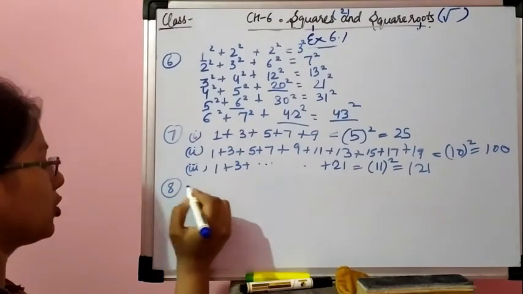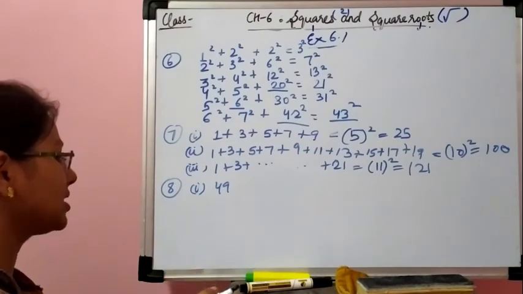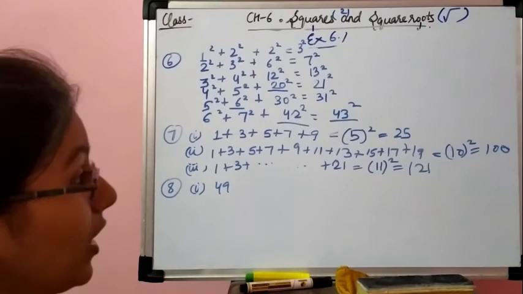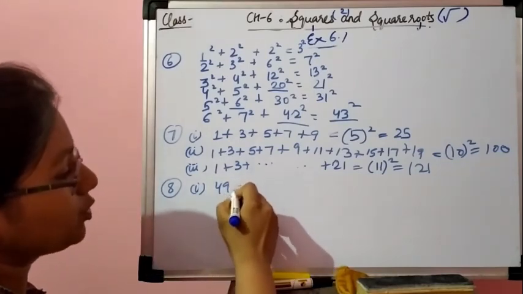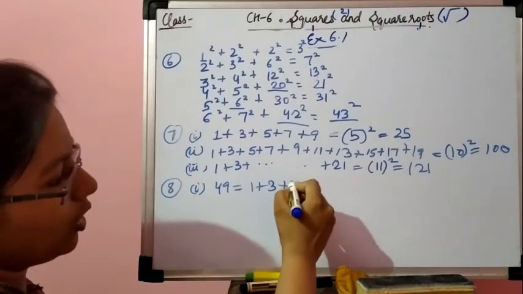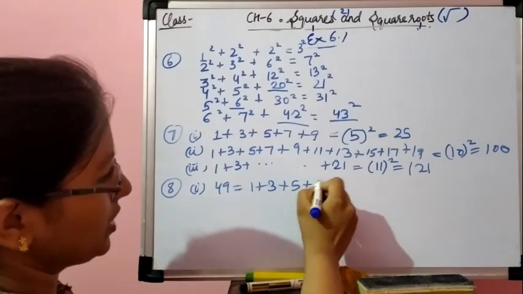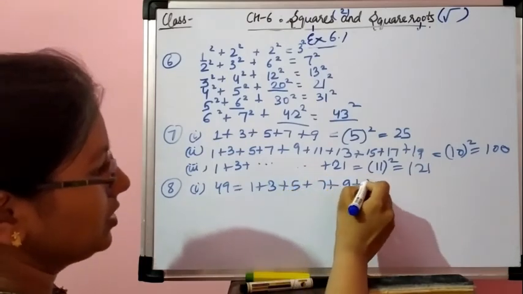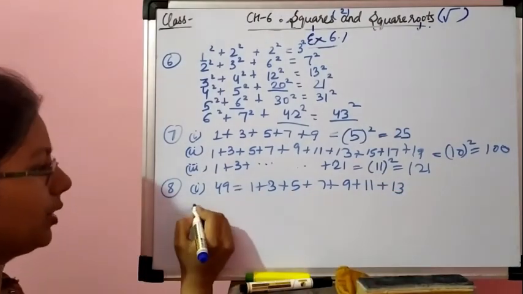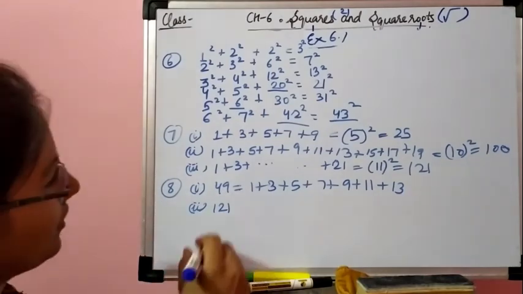Now similar is question number 8. First part: express 49 as the sum of 7 odd numbers. Now we know that 49 is the square of 7, and if you add 7 odd numbers, you will get 49. Consecutive odd numbers we have to add: 1 plus 3 plus 5 plus 7 plus 9 plus 11 plus 13. So 7 odd numbers. Similarly in the second part, express 121 as the sum of 11 odd numbers.